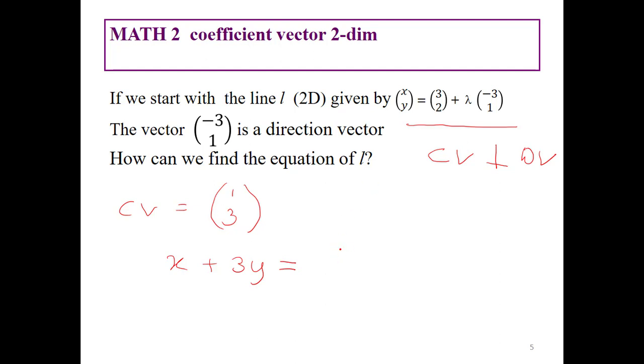Now we only have to fill in one point on the line to find the value. Okay, we have a point. That's (3, 2). So x plus 3y becomes 3 plus 6 equals 9. So the equation would be x plus 3y equals 9.